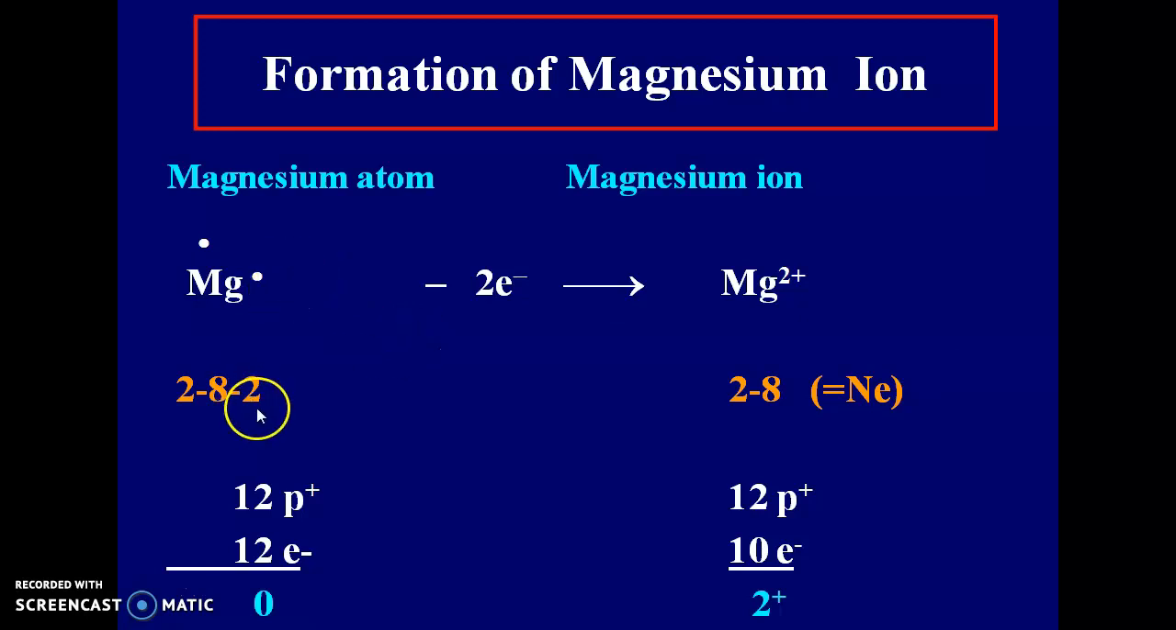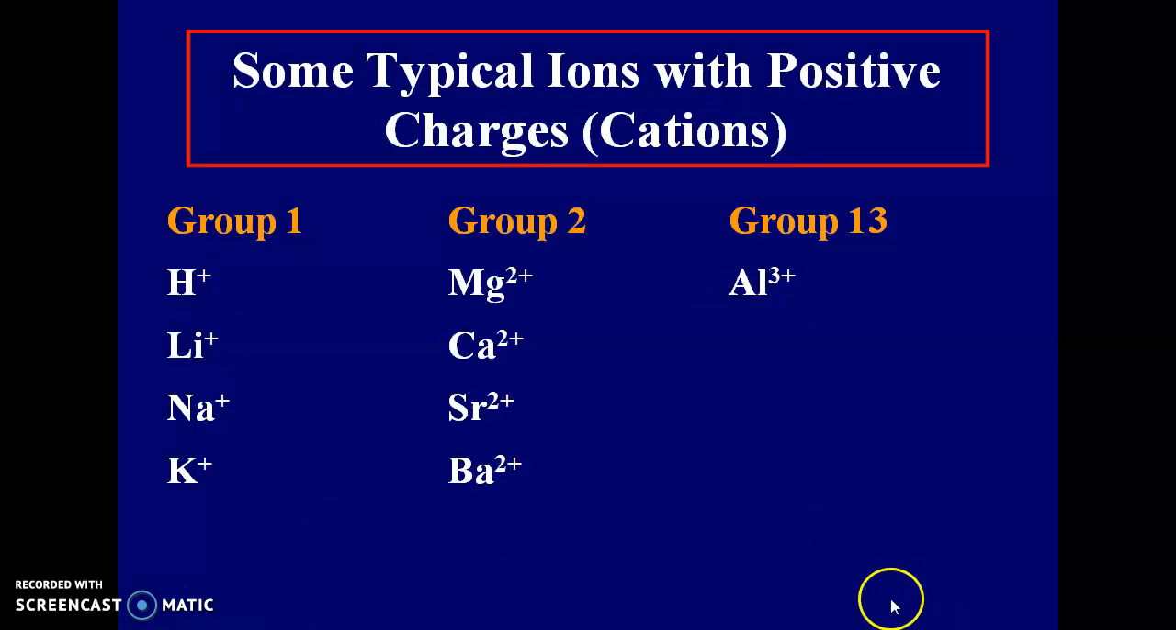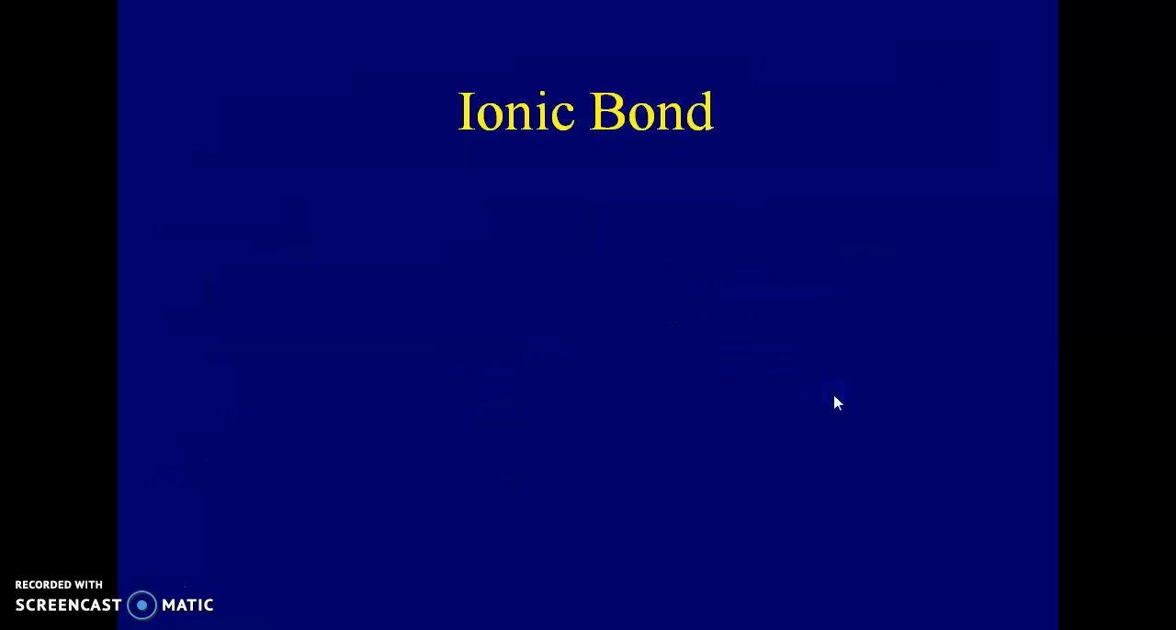One more example: magnesium, atomic number 12. The distribution of electrons is 2, 8, 2. The last shell contains 2 electrons. To attain stability, these 2 electrons are transferred to another atom. After losing 2 electrons, it acquires a double positive charge. Why double positive? Because it loses 2 electrons. An ion with a positive charge is a cation. So for the first group it loses 1 electron, the second group loses 2 electrons and the third group loses 3 electrons.